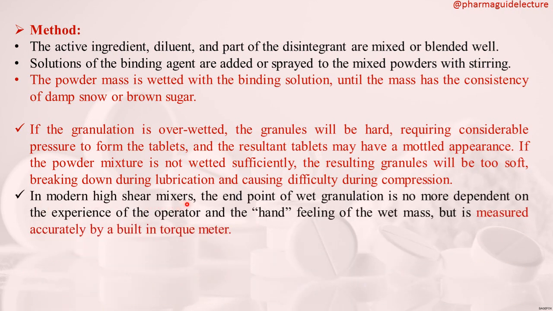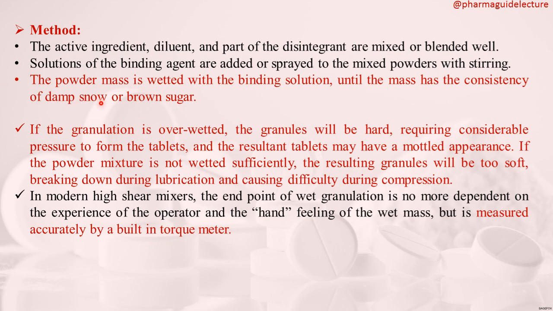In the modern high shear mixers, the end point of the wet granulation is no longer dependent on the experience of the operator or on hand feeling. Okay, this is measured accurately by a torque meter built in. There is a torque meter attached in the high shear mixer granulators, and there will be a range which will be validated during the validation process. So when the torque is within that range, that shows you that the end point is achieved.